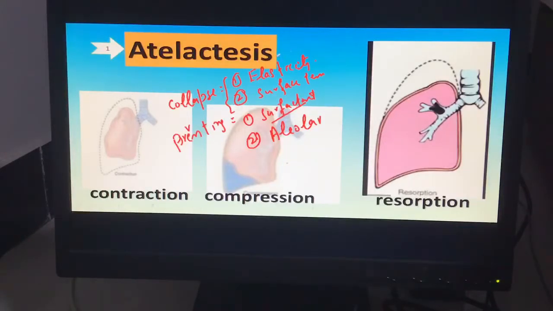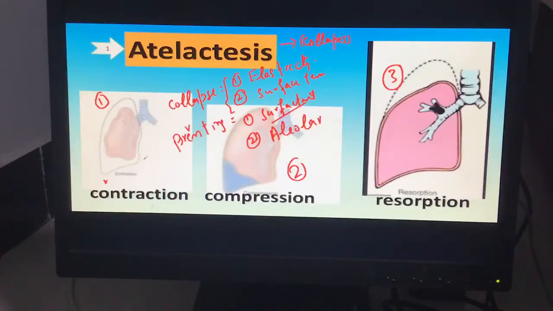Let's start the first disease of the lung: atelectasis. What is the meaning of atelectasis? Atelectasis means the collapse of the lung. We divide atelectasis into three basic types: type 1, type 2, and type 3. First, we talk about the first type, contraction collapse.